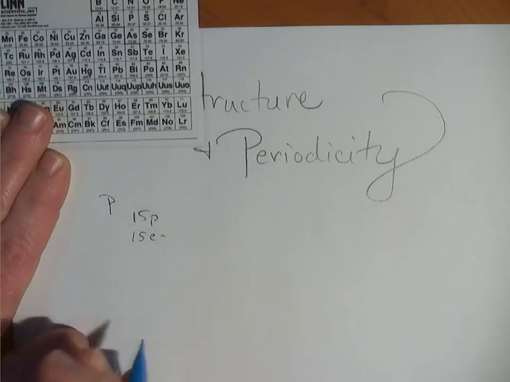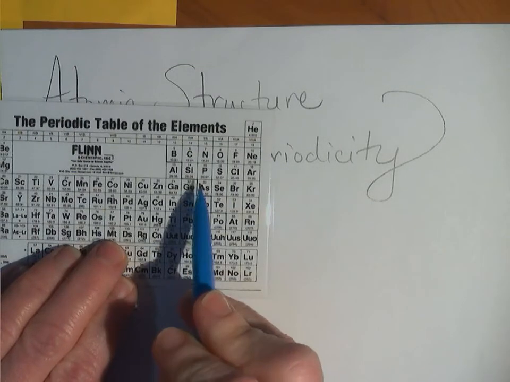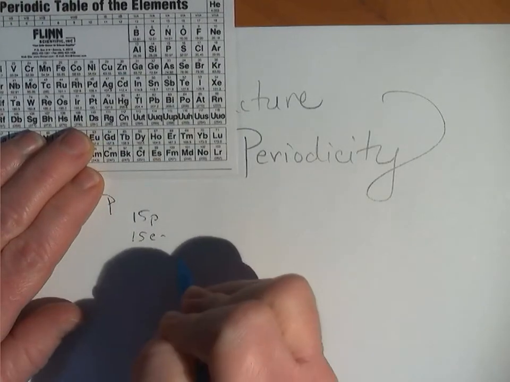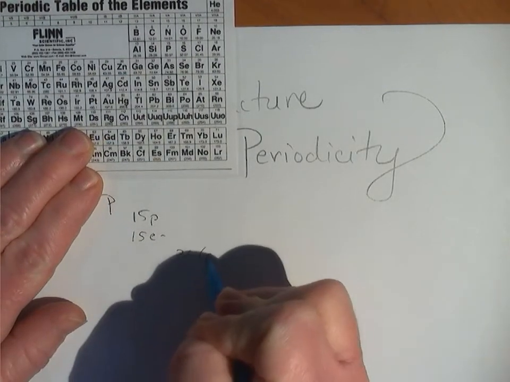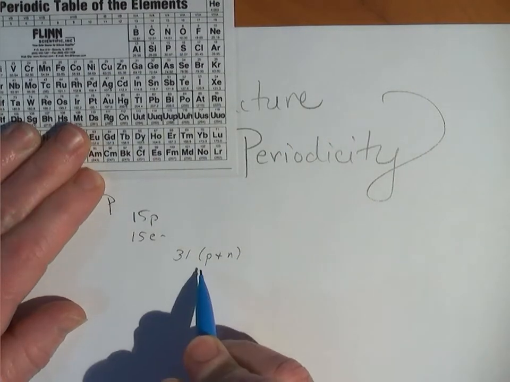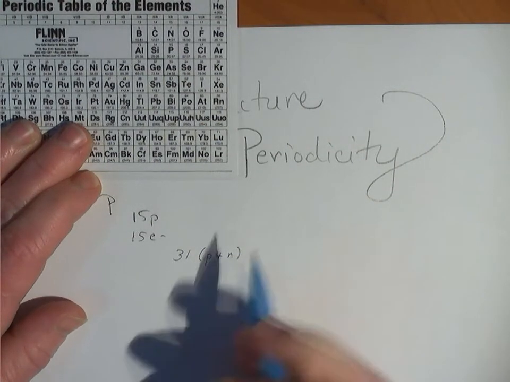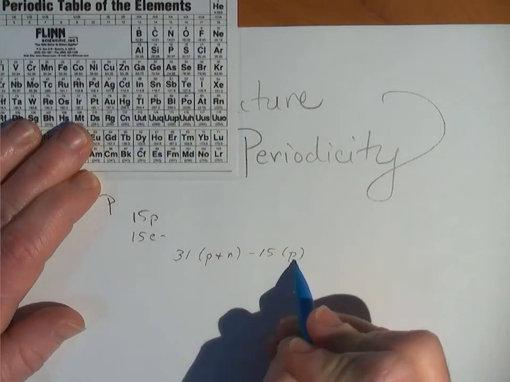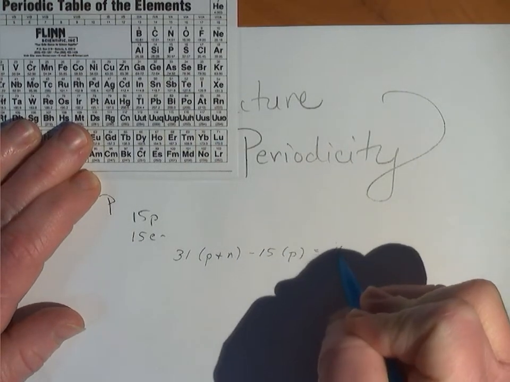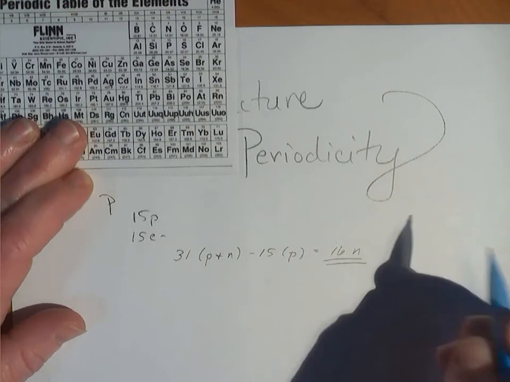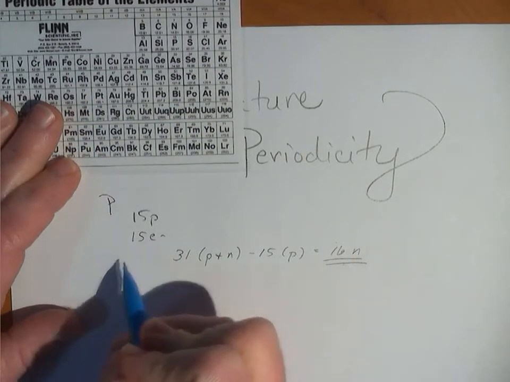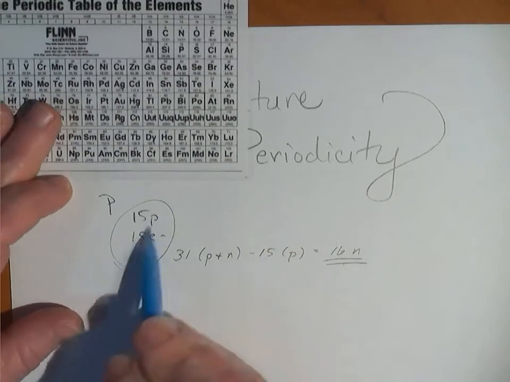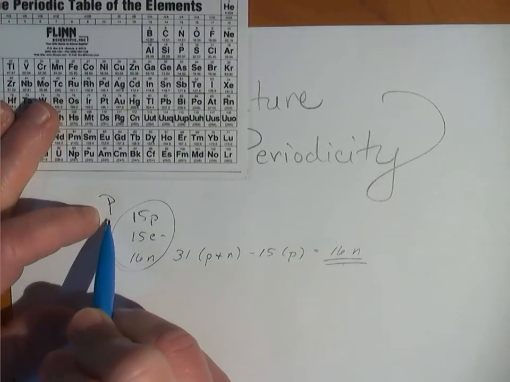How do we determine neutrons? You take the average atomic mass, round that to a whole number, which then becomes the mass number. That is designated as the number of protons and neutrons. And if you subtract from that the atomic number of protons, then you'll get, of course, your number of neutrons. Now, this would be the ratio of your subatomic particles that make up the most common version of phosphorus.